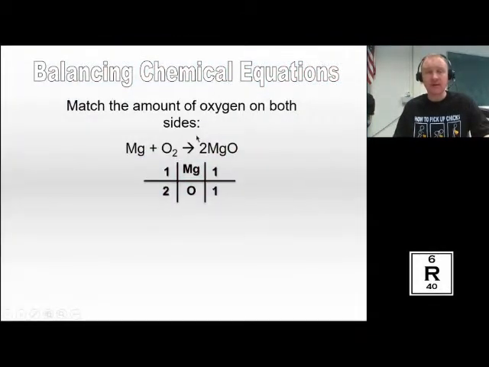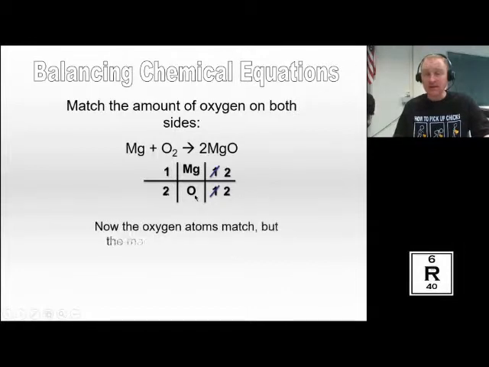So let's take a look here. If I add a 2 in front of the magnesium oxide, trying to balance these oxygens, because I don't have enough oxygen on the right side as the product, that doesn't just change the oxygen, it means that I have 2 magnesium oxides altogether. So I have to reevaluate and say, now I've got 2 magnesiums and also 2 oxygens. Now that I balanced the oxygens, I have unbalanced the magnesiums.